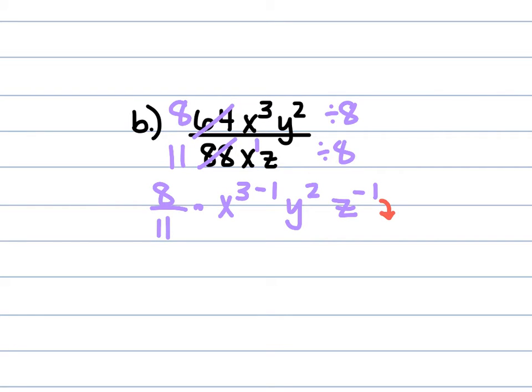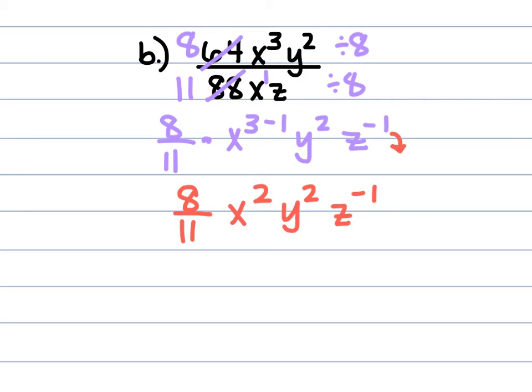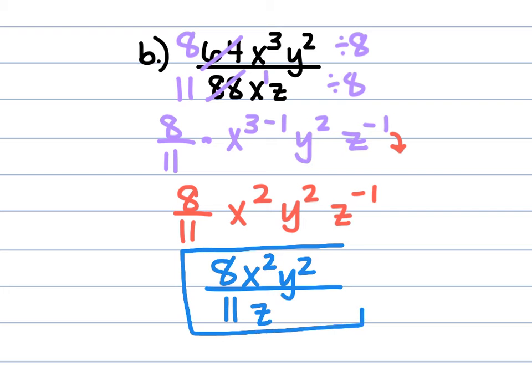So the 3 minus 1 is 2, so it's going to be x squared, y squared, and z to the negative 1. So from here, we're going to keep the x squared and the y squared on top, so it's going to be 8x squared, y squared, and then the z goes on the bottom, so it's going to be 11z on the bottom. 8x squared, y squared over 11z.